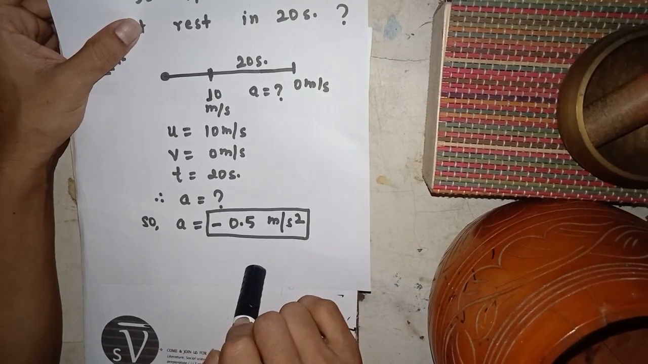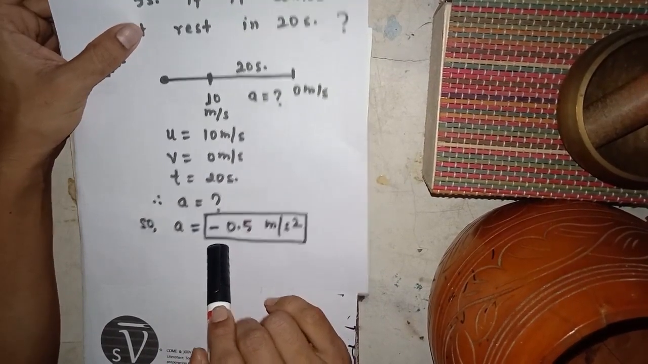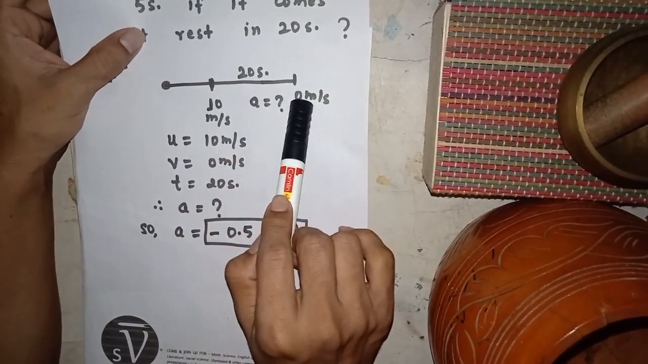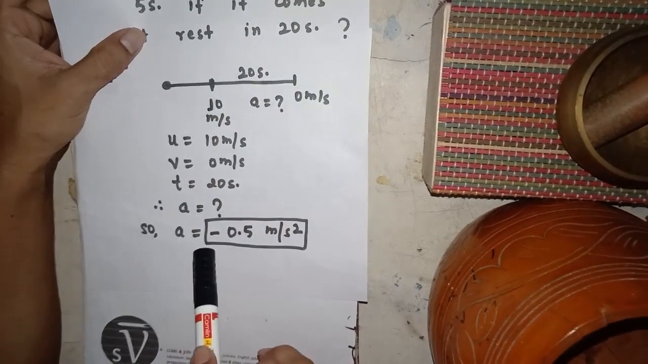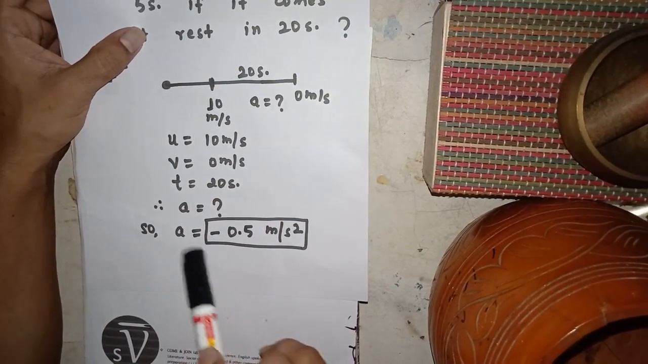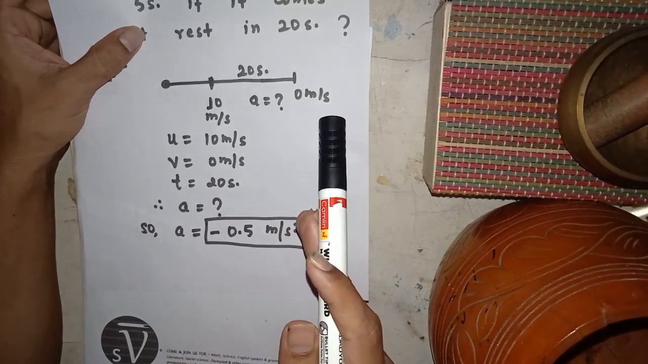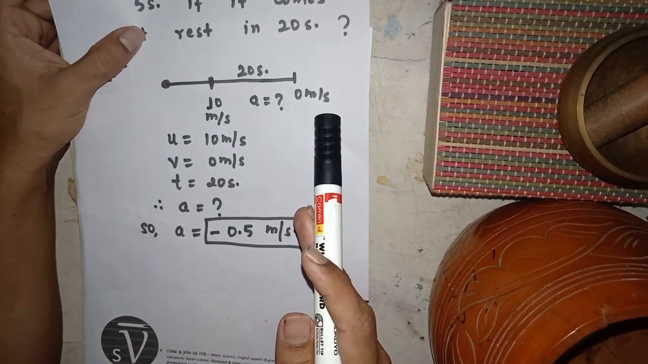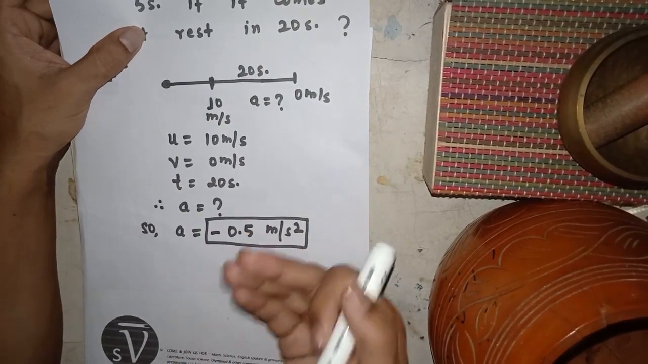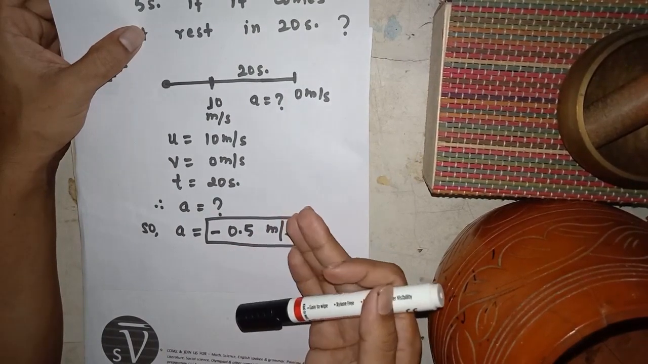What do you observe from this answer? The answer is negative. Why is it negative? Because from this to this its speed decreases. That's why acceleration is negative. Negative acceleration signifies that the speed decreases. Have you got my point? That's why it is called by a special name, retardation or deceleration. Have you got my point?